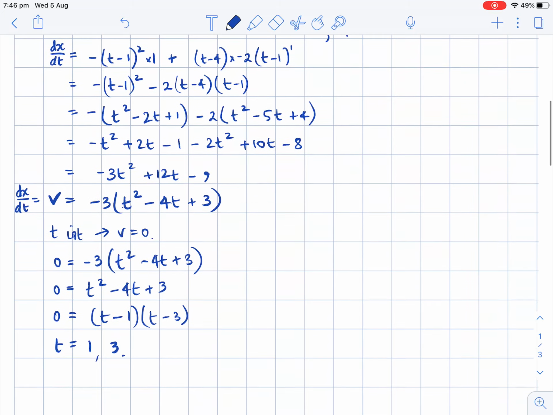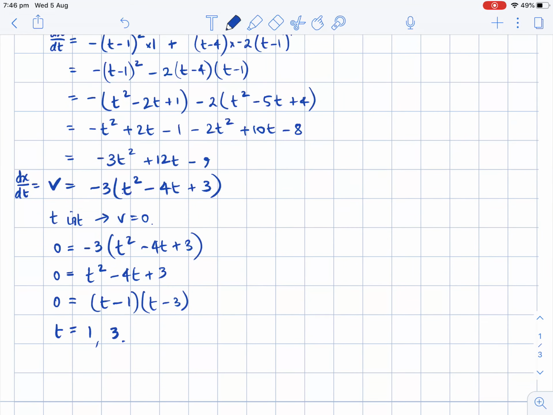Now also, if I want to find the velocity axis intercept for my second graph, the velocity intercept is going to be when t equals 0. That's going to give me negative 3 times (0 squared minus 4 times 0 plus 3), which equals negative 9. And I could have seen that from up here in this equation. So let's draw our velocity graph now.